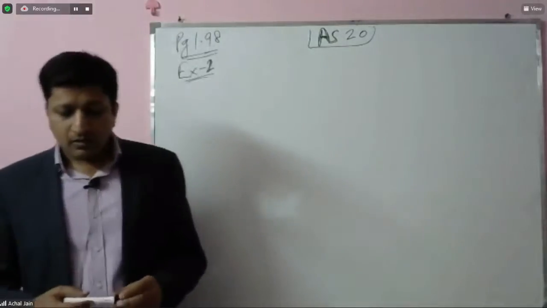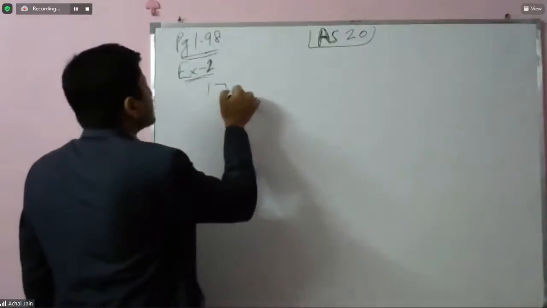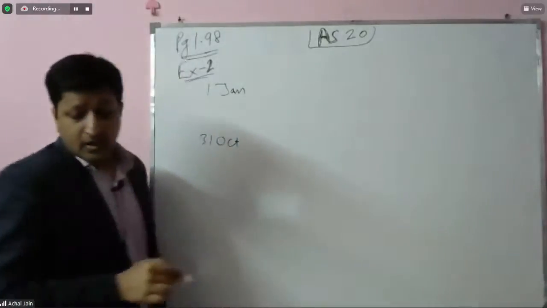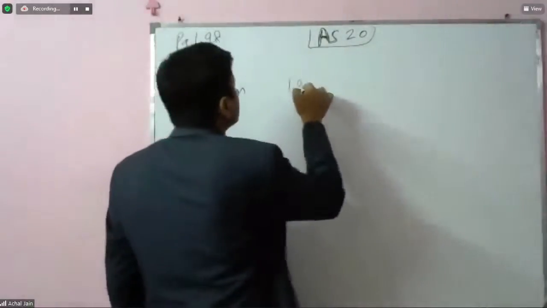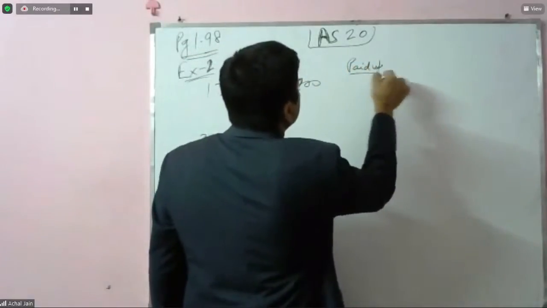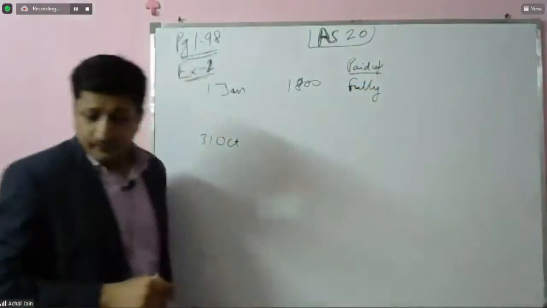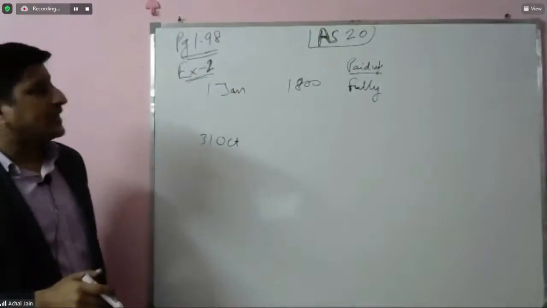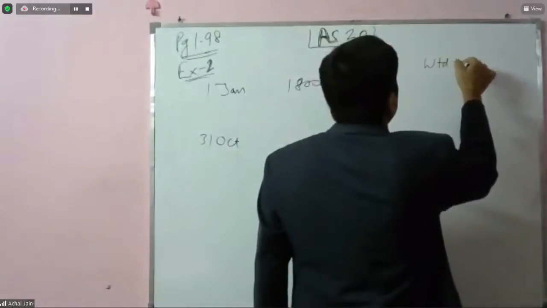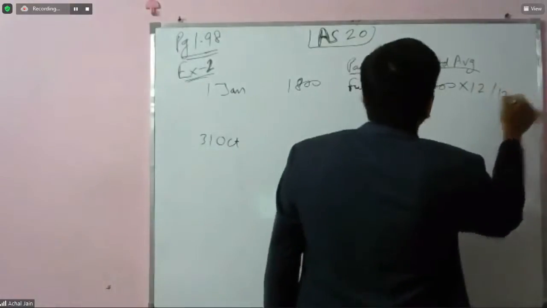Okay. So now, in this scenario, what do you do? On 1st of January, how many shares do we have? 1800. These are fully paid up. So now these 1800 shares we will consider for the full year. 1800 into 12 divided by 12.